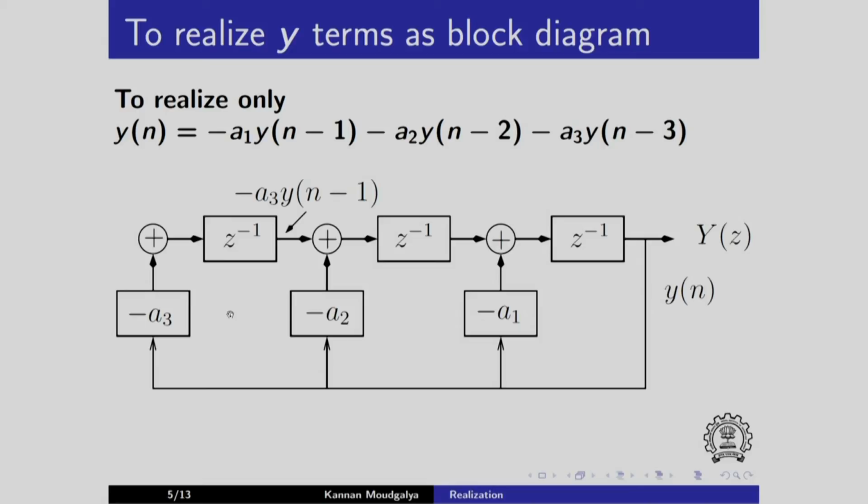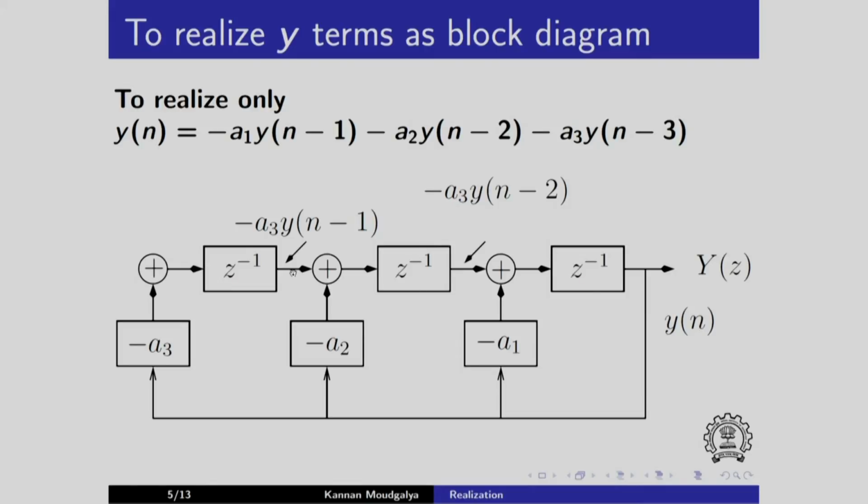Although it looks little complicated, let us focus on Y of n here. So inverse of this Y of Z is Y of n. This is multiplied by minus A3. So this is minus A3 into Y of n. When it goes through a delay term, remember Z power minus 1 is a delay. So when it goes through this, I get minus A3 into Y of n minus 1. Next we will see what happens when this is propagated through one more delay.